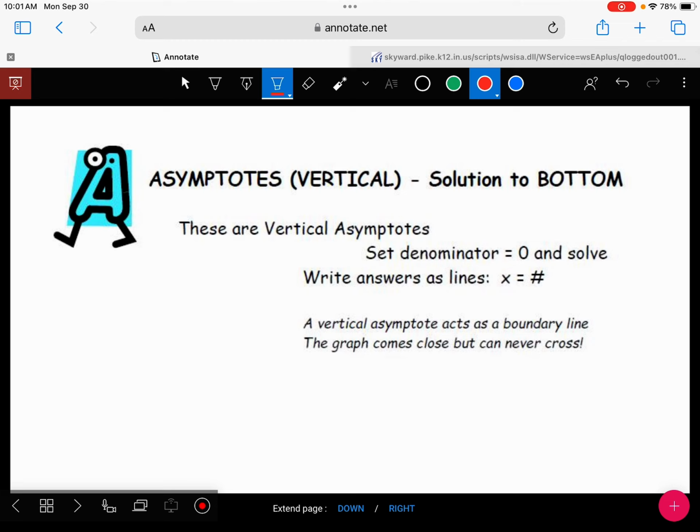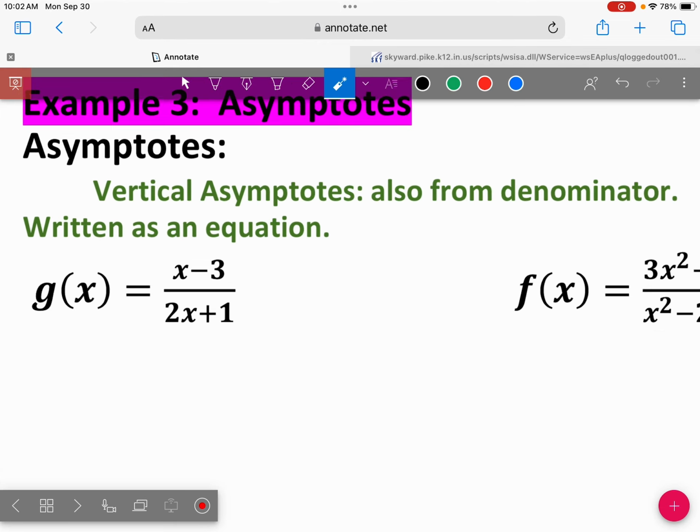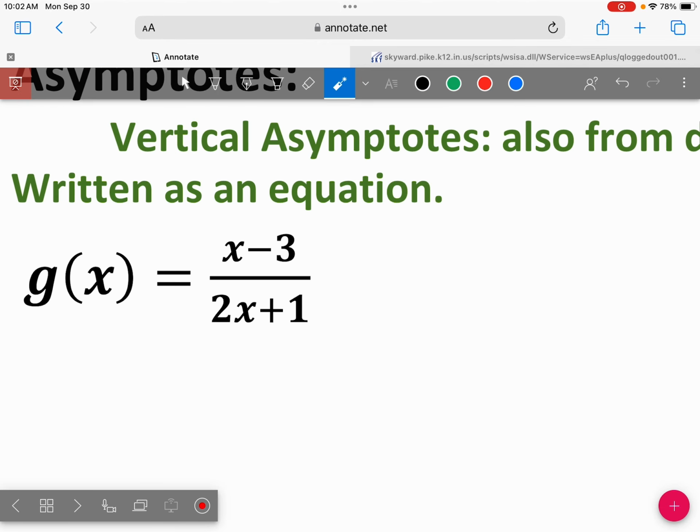Vertical asymptotes also come from the denominator, similar to your domain, except when we write that, we actually write it as an equation, not an ordered pair. It will be x equals our x values. And they're boundary lines. An asymptote is simply a boundary that the graph will come close to but never cross. So when we're looking at this example 3, we have to focus on our denominator.